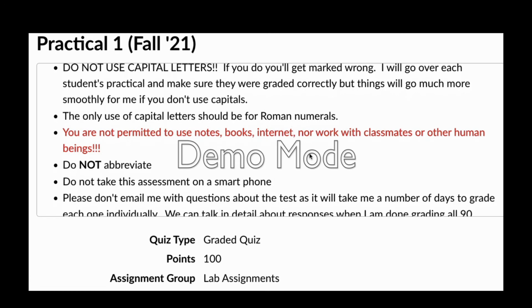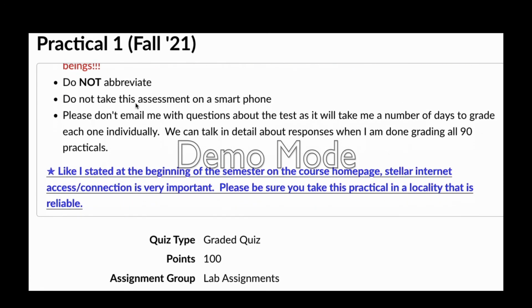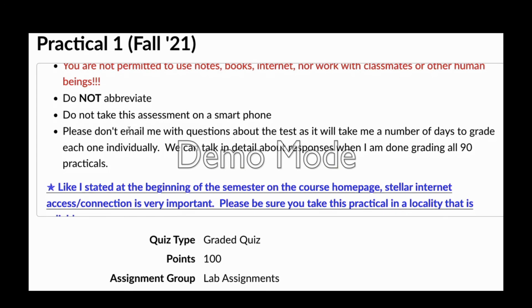Once again, no books, internet, working with classmates. Do not abbreviate. Please don't take this on a smartphone. And then lastly, don't ask me questions about the test as it will take me a number of days. Now, to be clear, if you want to email me and ask me anything, you're more than welcome to do that. But if you're asking me about grading a specific question, it may be worth both our while if you wait until I've graded all the exams. I have no problem if you email me, but just please understand I have 90 practicals to grade.